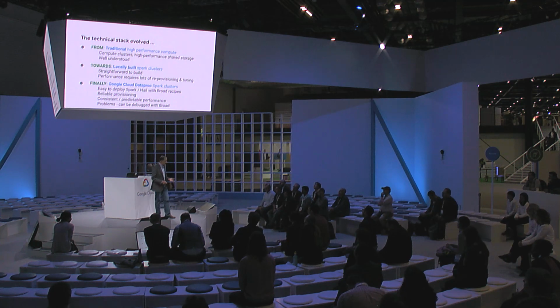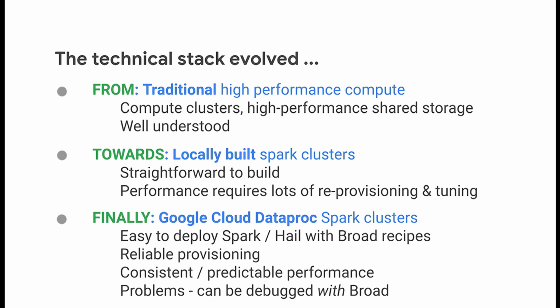In a sense, this is how the tech stack evolved. We started with traditional high-performance compute, which at Sanger we understand extremely well. We're really good at spraying stuff across large clusters and gathering up results. But I don't think that suits this particular task very well. We did and have built local Spark clusters. They are as straightforward to build as anything else on an on-prem cloud. We found that the performance requires a lot of tuning, especially when you get to genome-scale data sets and big cohorts. We've settled on using Spark clusters in Google Cloud in Dataproc.